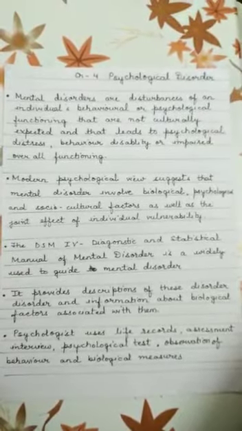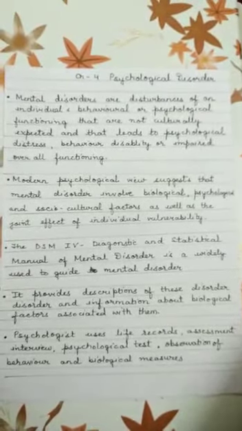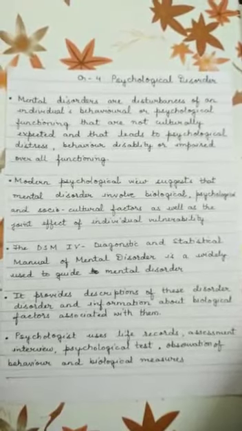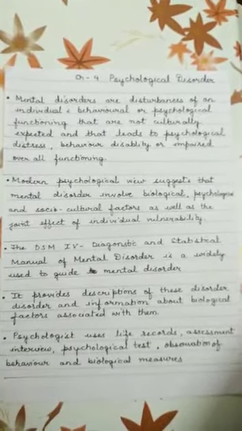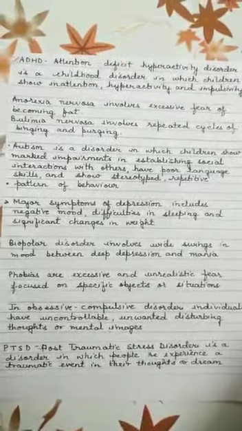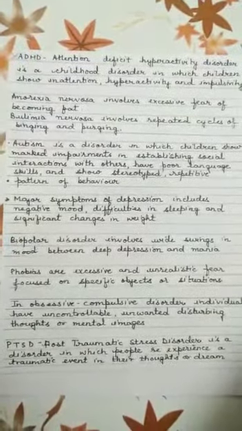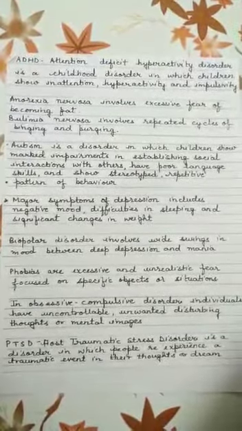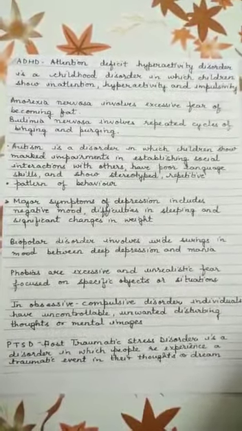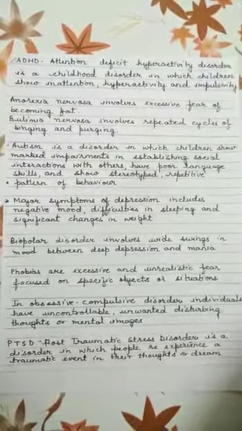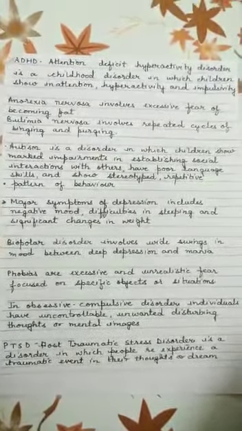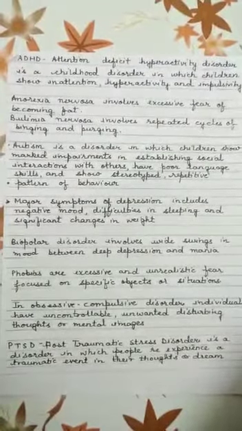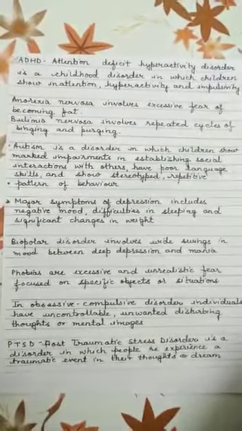Now, treatment is done by using different types of methods such as life record, assessment interview, psychological test, observation of behavior, and biological measures. Now, children, in this chapter, we are going to discuss ADHD. Now, ADHD is a disorder. The full form of ADHD is Attention Deficit Hyperactive Disorder. It is a childhood disorder in which children show inattention, hyperactivity and impulsivity.